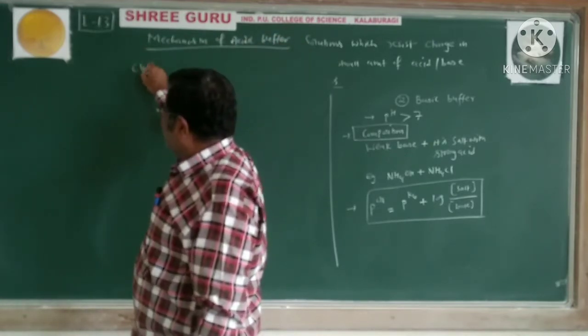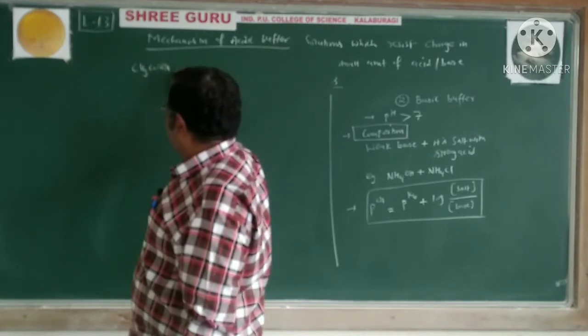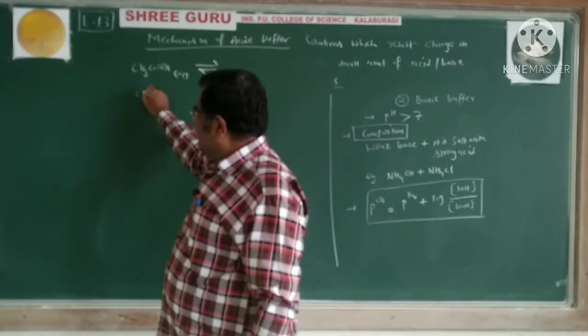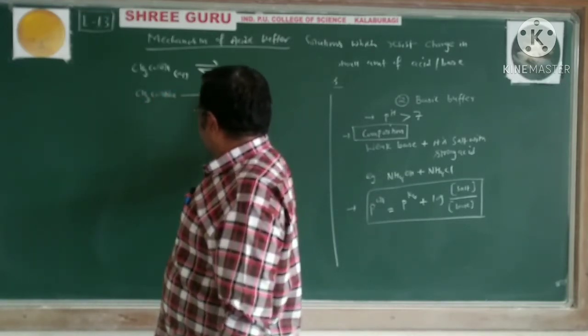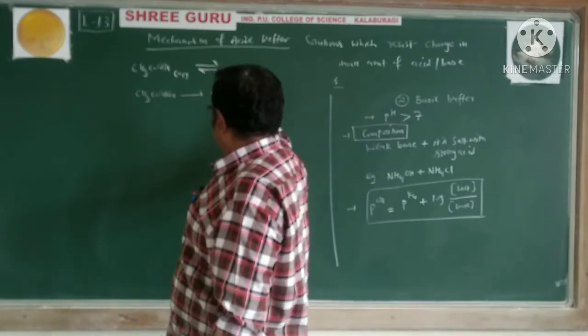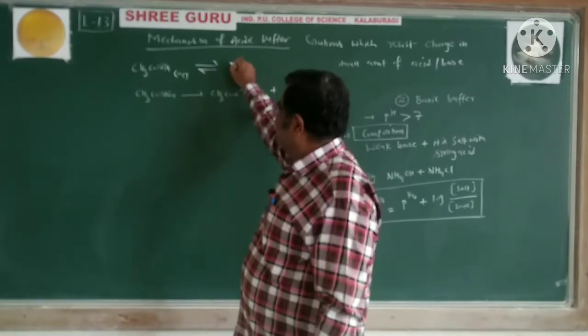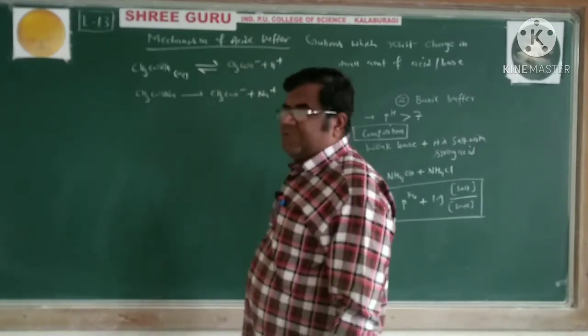There are two components in it. One is acetic acid, which is a weak acid, and another is sodium acetate, which is a strong electrolyte because it is a salt, and this gives CH3COO negative plus Na plus ions.